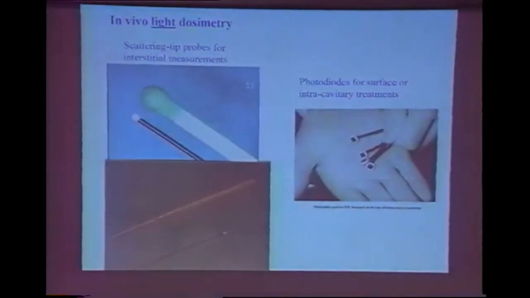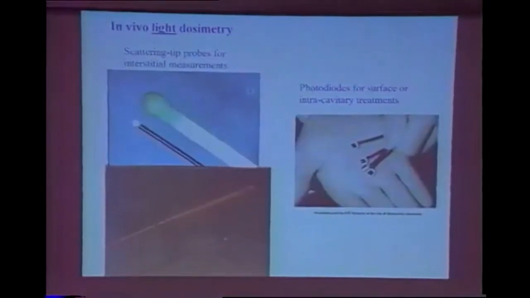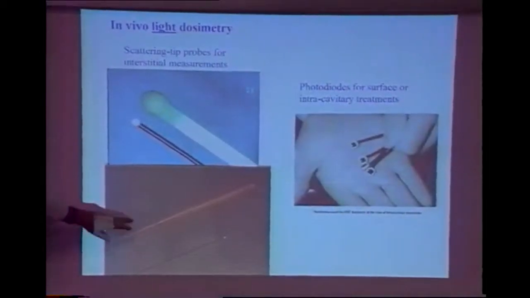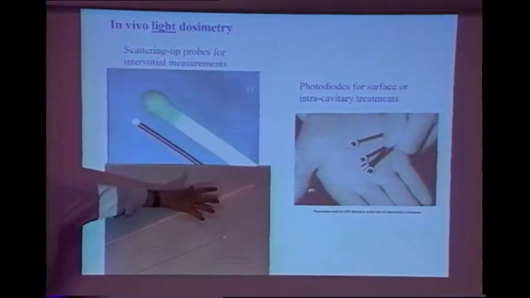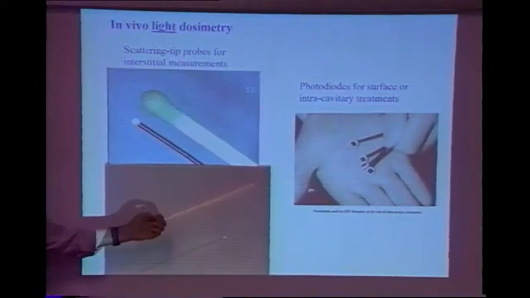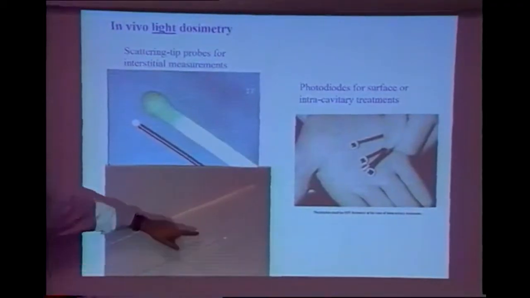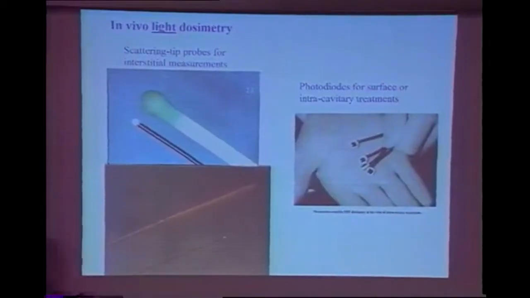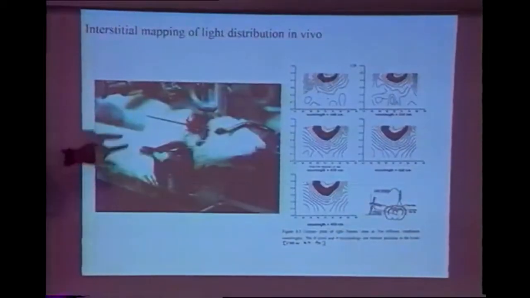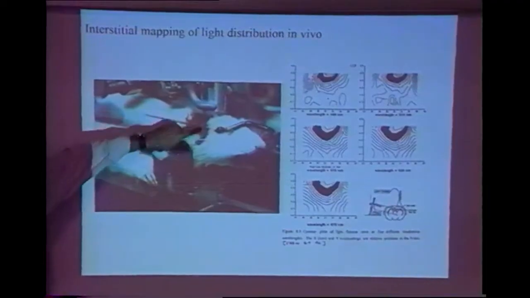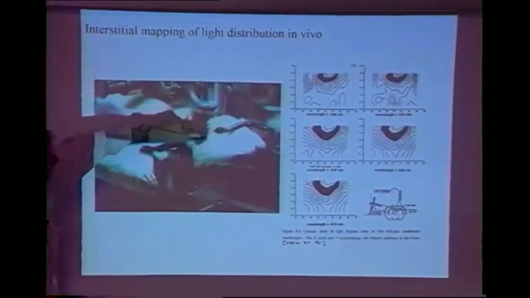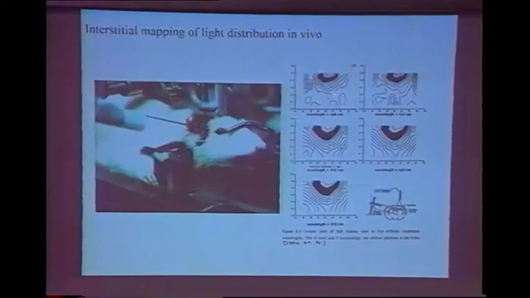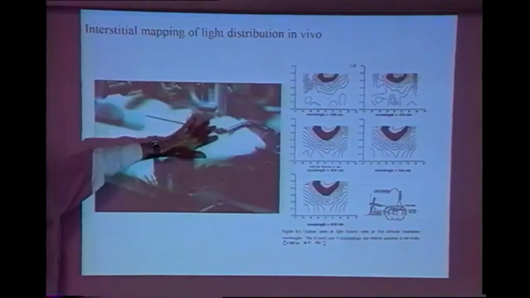So for light dosimetry, we start with light dosimetry. You can take the same idea of a scattering fiber, but now instead of using that to deliver the light, you can use it to detect the light. So here we have a scattering tip, and now this can be put into tissue. I'll show you an example here of one of these detectors in the brain of the volunteer. You're able to actually map out in some detail the distribution of light, even within something as small as a rat brain.